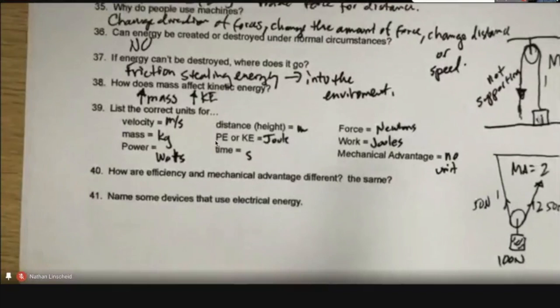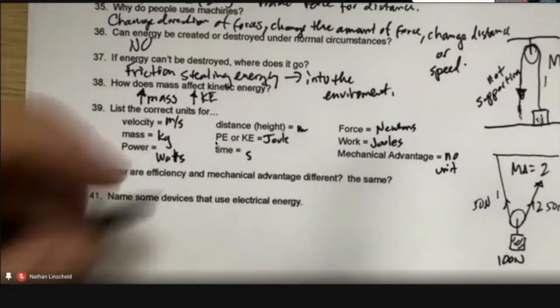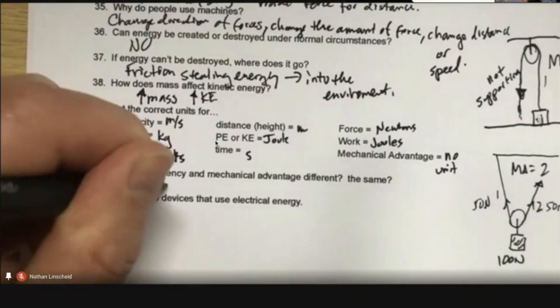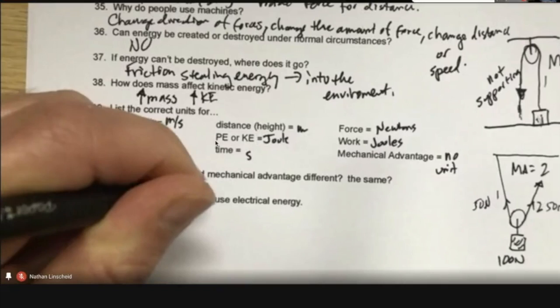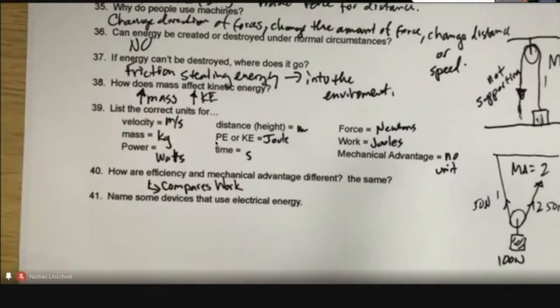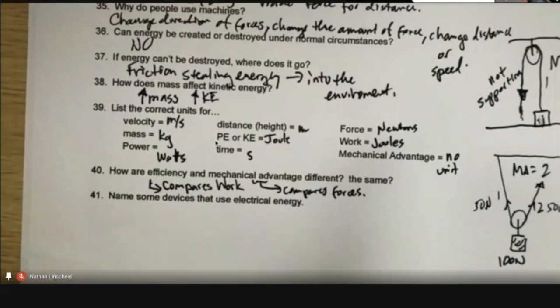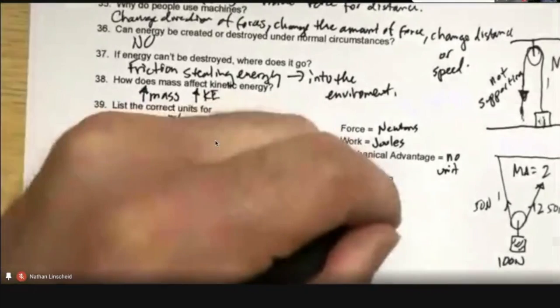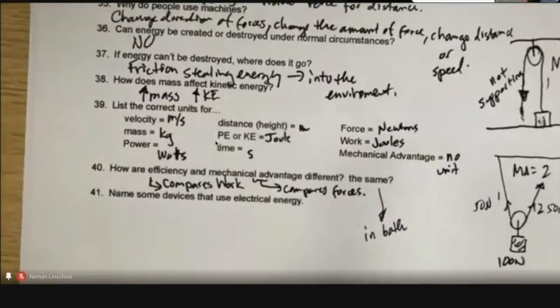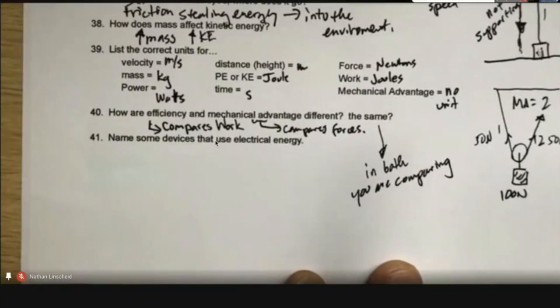All right, 40, how are efficiency and mechanical advantage different? Efficiency compares work, and mechanical advantage compares forces. Right? So that's how they're different. How are they the same? You are comparing in both. You are comparing input to output.